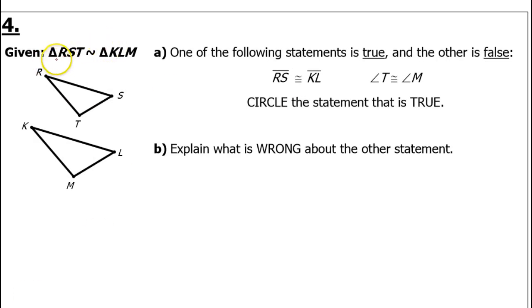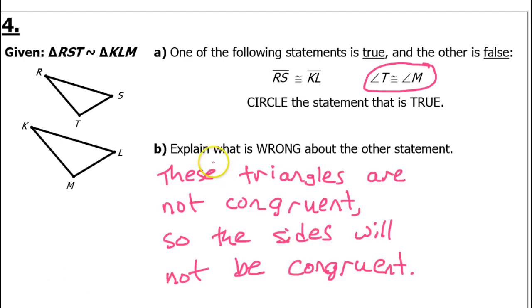All right, in number 4, we're given that triangle RST is similar to triangle KLM. Similar, not congruent. So one triangle is bigger and the other is smaller. The angles will still be congruent, so this is a true statement. But the corresponding sides are not going to be congruent because this is bigger, this is smaller. So these are bigger sides, these are smaller sides. Explain what's wrong with the other statement. I basically already explained it: these triangles are not congruent, so the sides will not be congruent. You can see I have a bigger one and a smaller one.